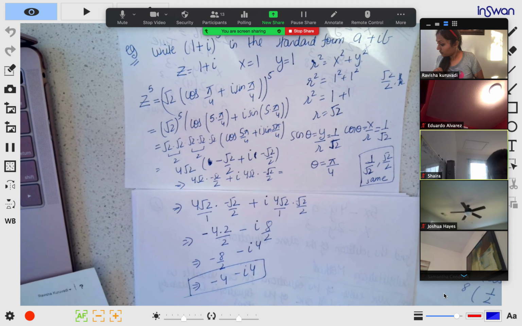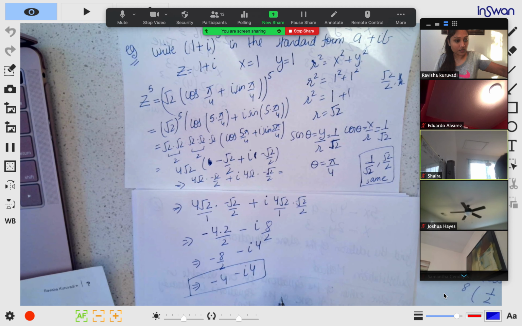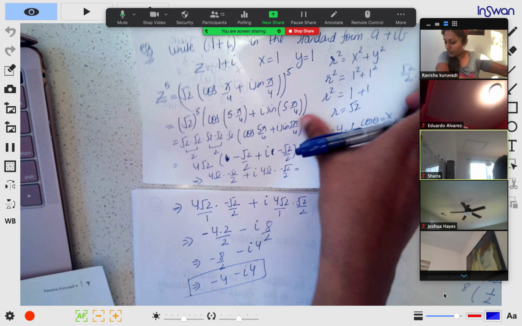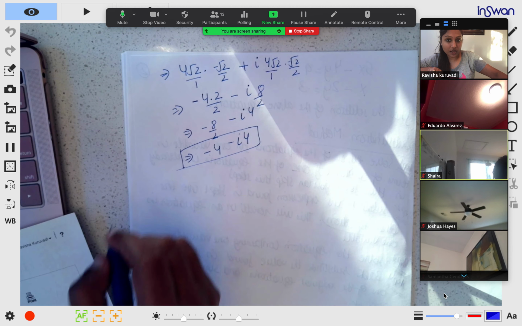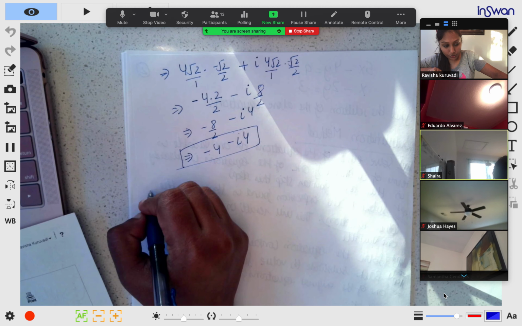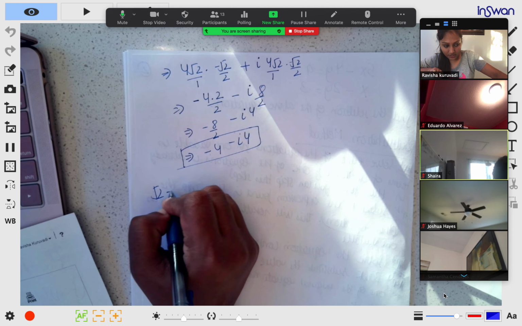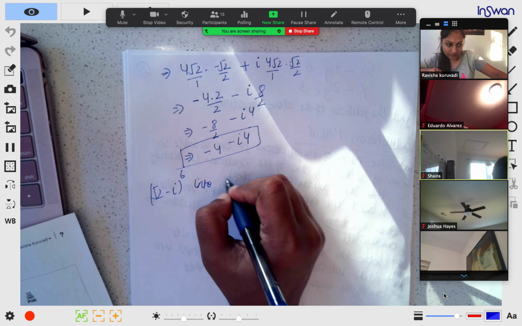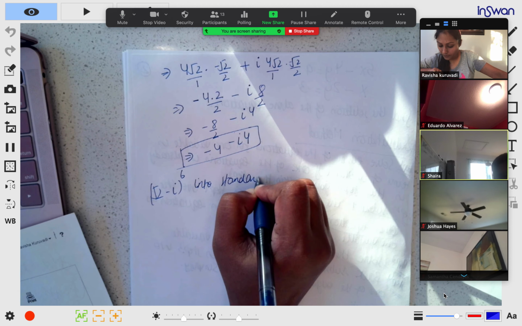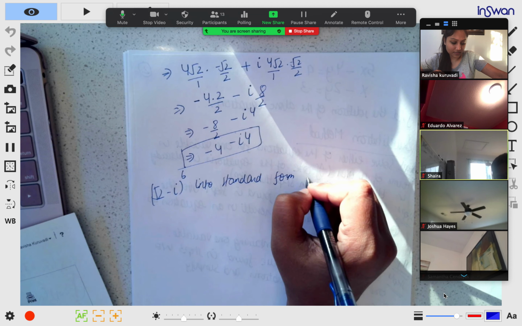Okay. Let's see if there is some question. I want everyone to do this problem here. So you have to convert. This is the last problem here. You have to convert root 2 minus i to the power of 6 into standard form a plus ib. This is the last problem we are doing today.